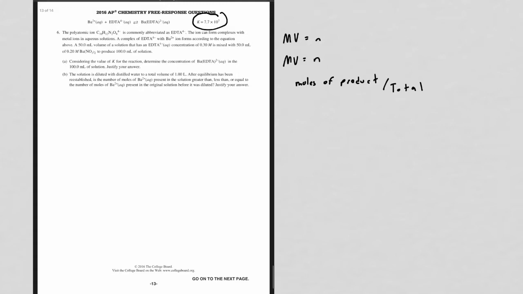That means you've got about 10 million times more product than reactant when you get to this point. And the coefficients of all these species are ones. Okay, so nothing's getting squared or cubed to mess up that really simple assumption. All right, and then it says consider the value of K. Determine the concentration of BaF2.